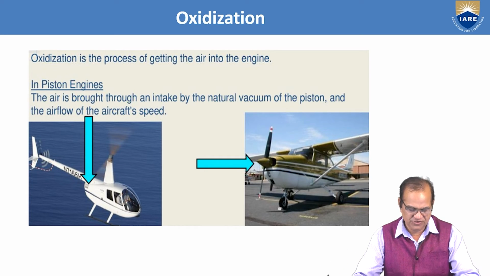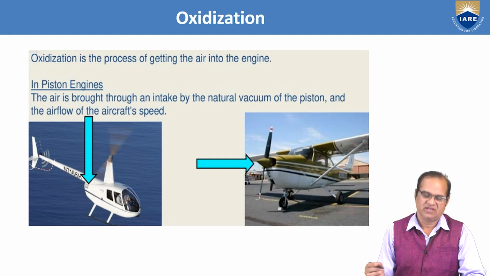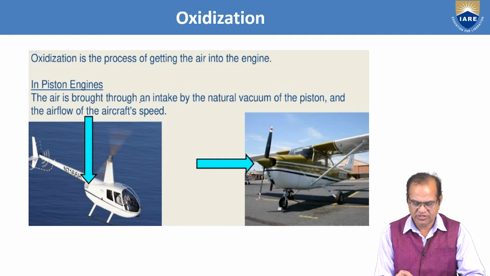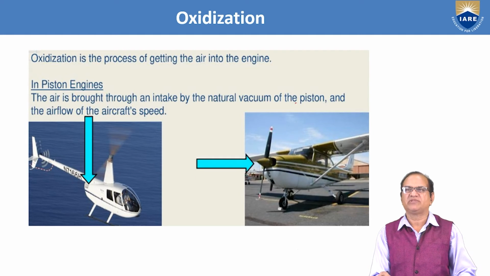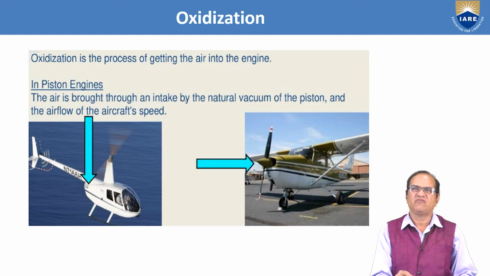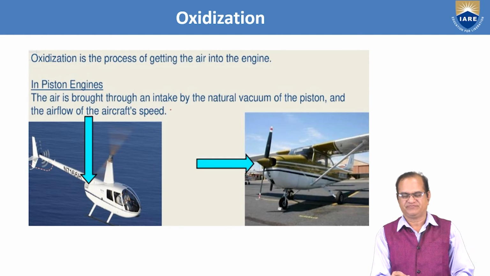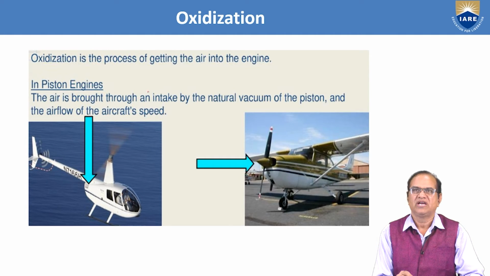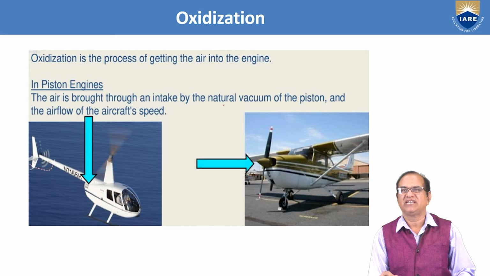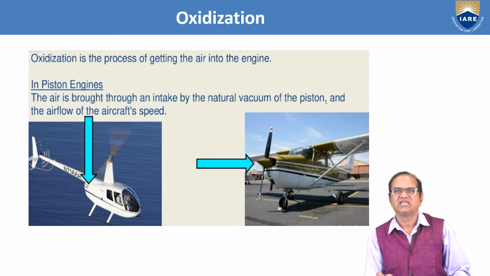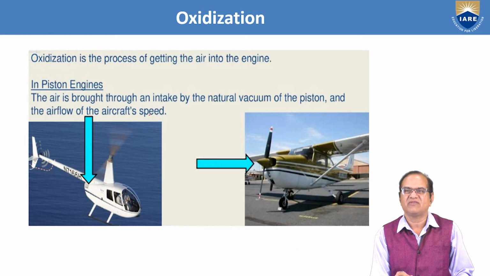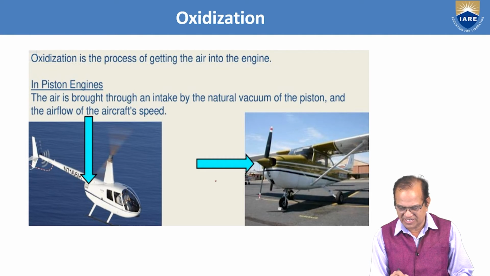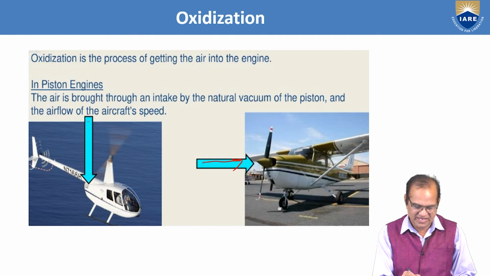So, if you see the piston engine, the air is brought through an air intake by the natural vacuum of the piston and the airflow of the aircraft speed. Okay, so this you can see the oxidization, the air is entering here, air is entering here.